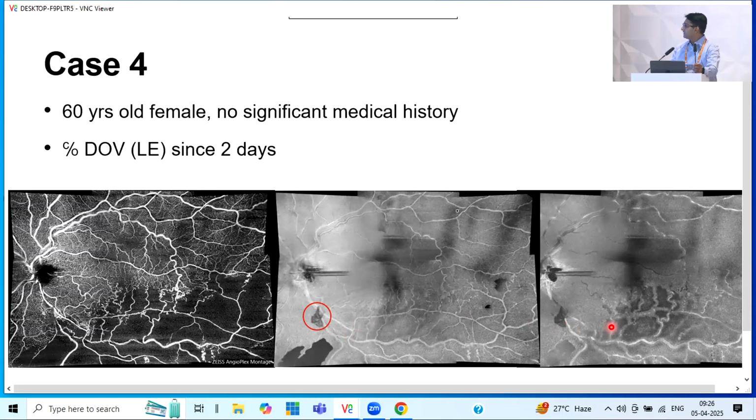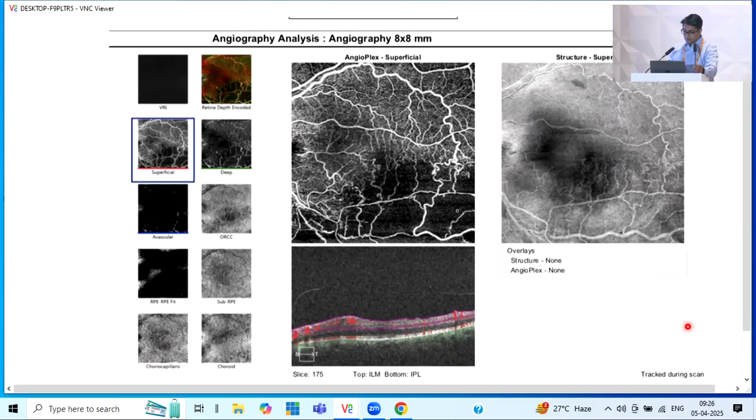Again, in the superficial and deep, you see this area is a completely avascular area, and this is the inferiorly non-perfused area which you can clearly see demarcated on an en-face image, in the deeper layers. Again, the same macular ischemia is there, and these are the collateral vessels which developed.